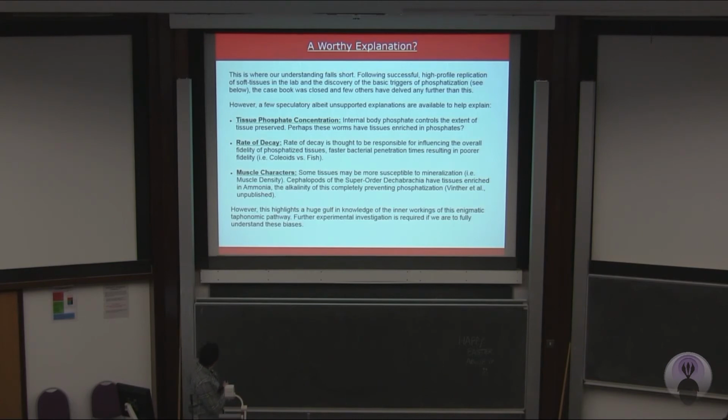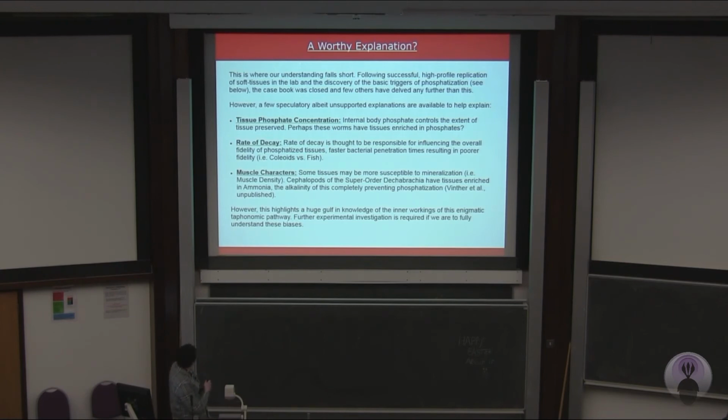Then we have the rate of decay, which has also been noted for influencing the overall fidelity, and particularly in paradigms of coleoids versus fish, the thin skin of coleoids degrading fast and exposing the flesh faster to decay, resulting in poorer fabrics than the decay through the thick scales of fish.